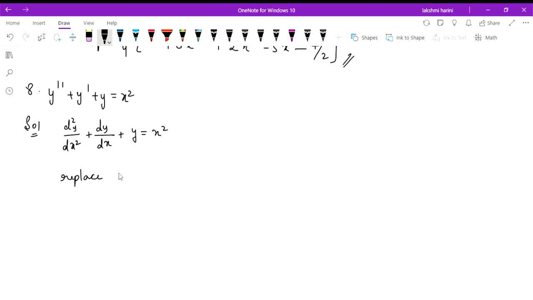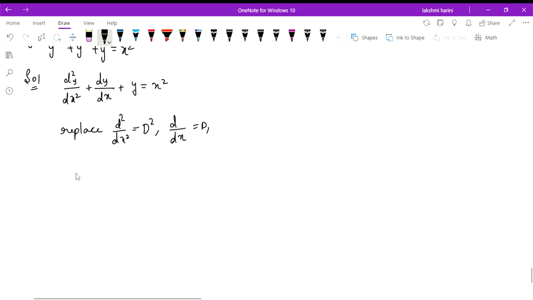Now replace d square by dx square with capital D square, and d by dx with capital D. Next, we write this as D square y plus D y plus y is equal to x square. Take y common: (D square plus D plus 1) into y is equal to x square.